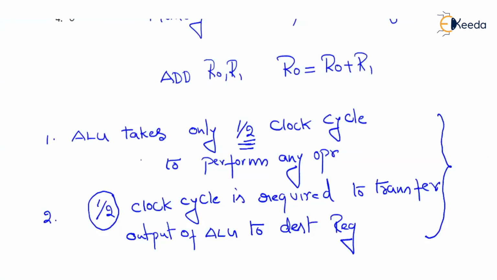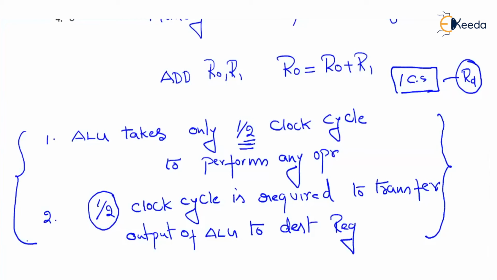So all it requires by the ALU is 1 clock cycle. One clock cycle is more than enough for the ALU to perform the operation and transfer it back to the destination register. Now, keeping these points in mind, let us try to find out how many clock cycles are actually required to execute this instruction.